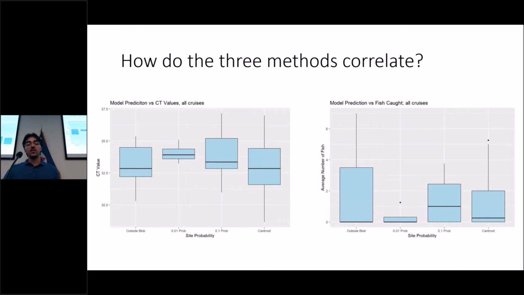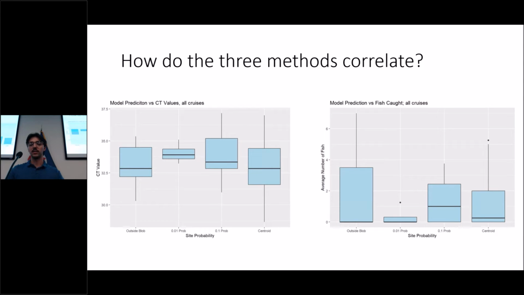So now, how do our netting, eDNA methods, and hydrodynamic modeling methods correlate? The graph on the left represents the relationship between the model prediction and the eDNA signal. The x-axis are the sites ordered in increasing probability of alewife presence from left to right. And on the y-axis are the CT values, which, like I said earlier, are inversely related to eDNA strength. So overall, here we would expect to see a negative trend. The graph on the right shows the relationship between the model prediction and the number of fish caught at those sites. Here, we would expect to see a positive result.